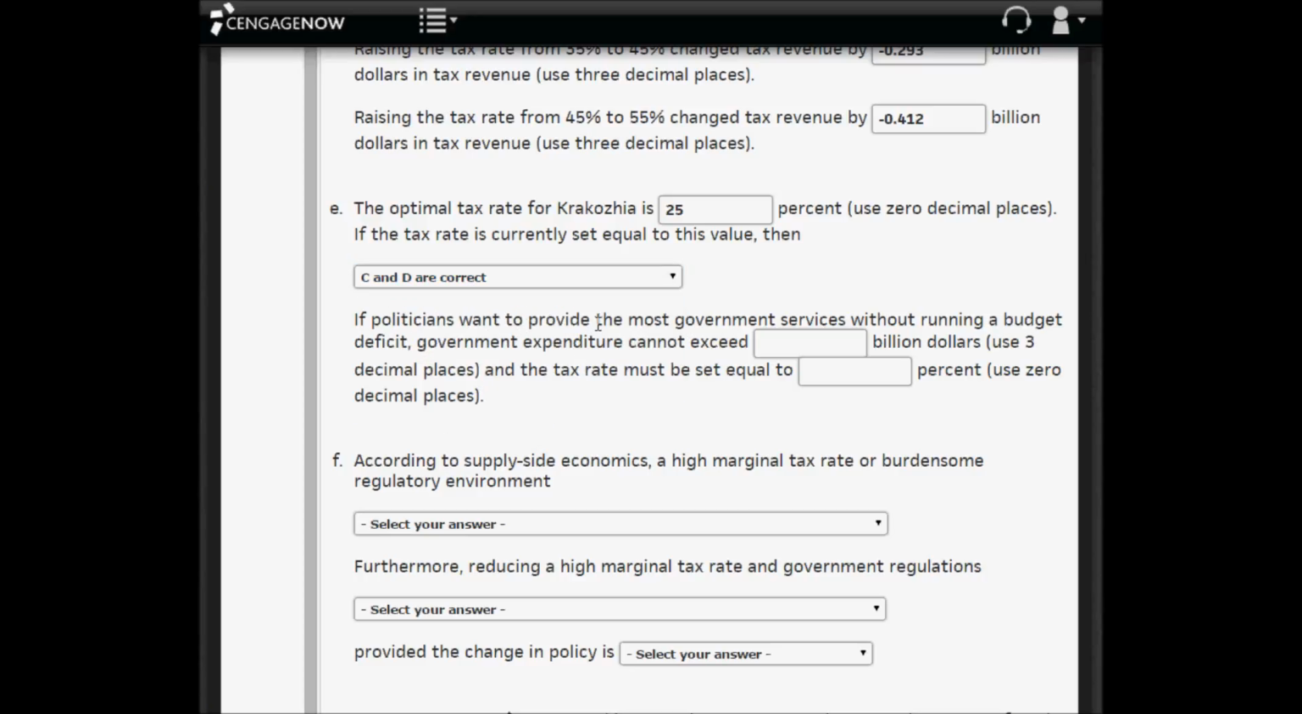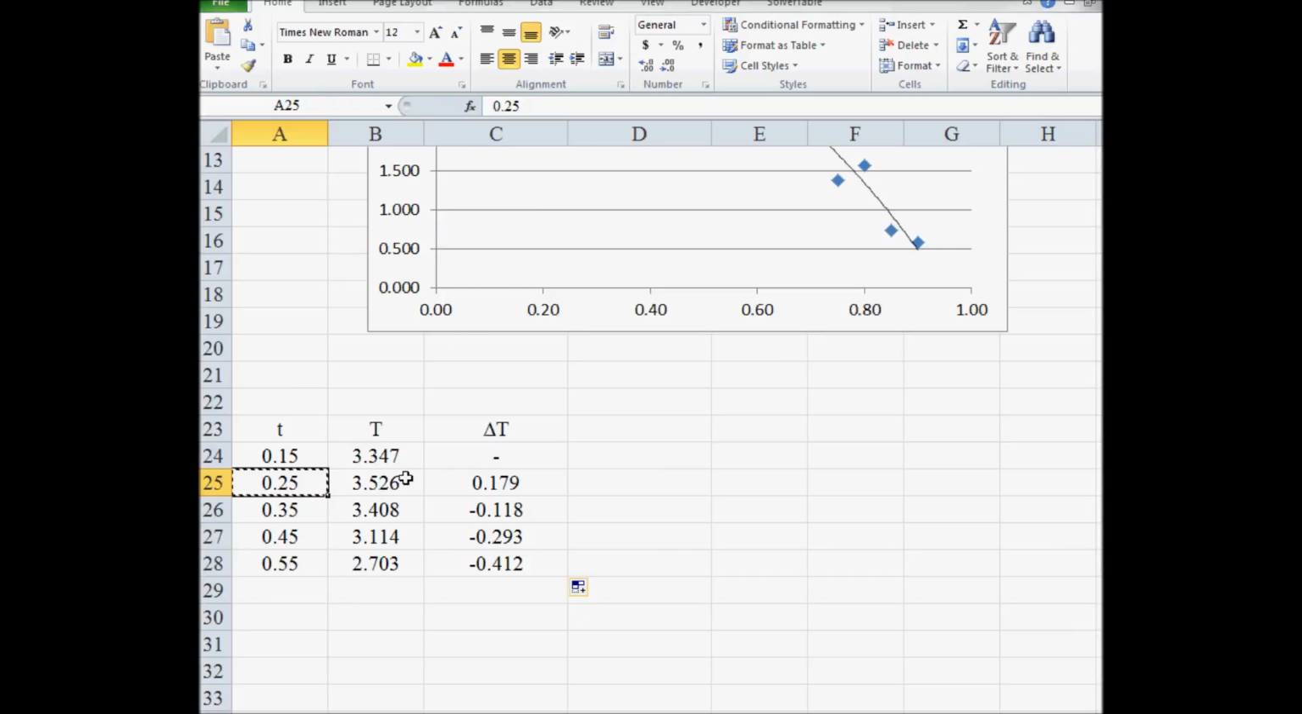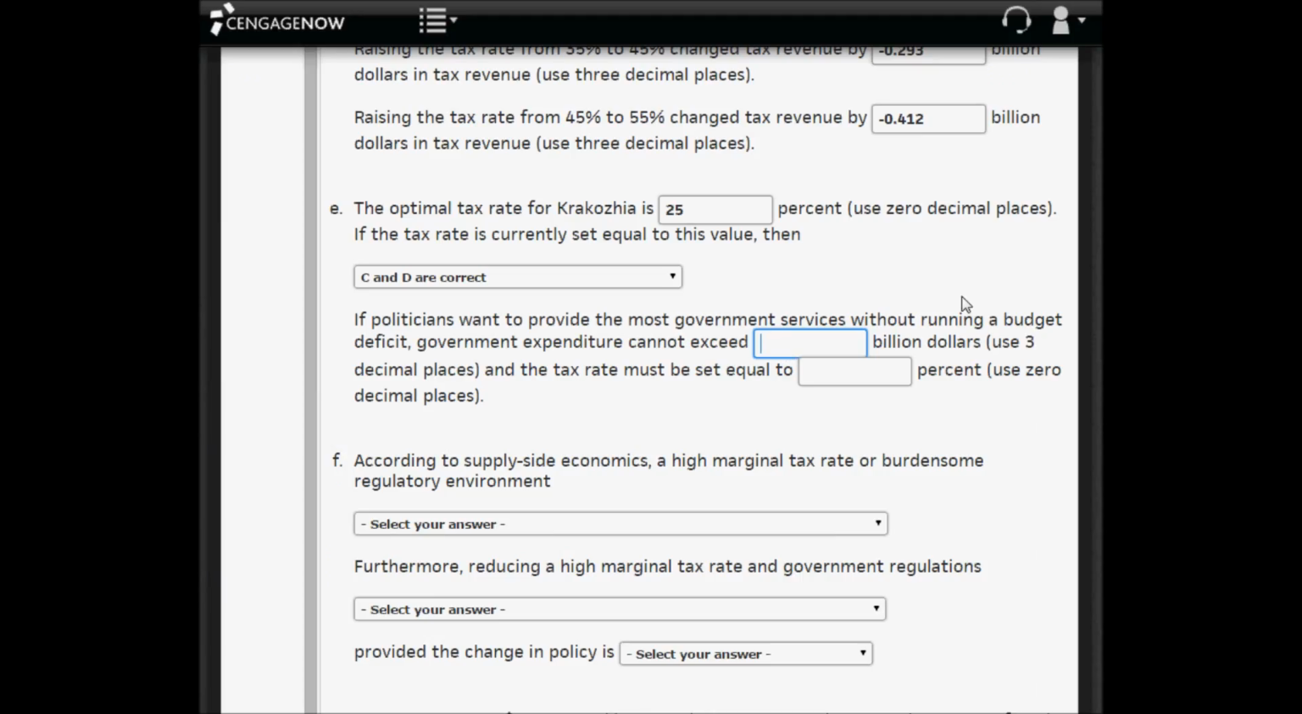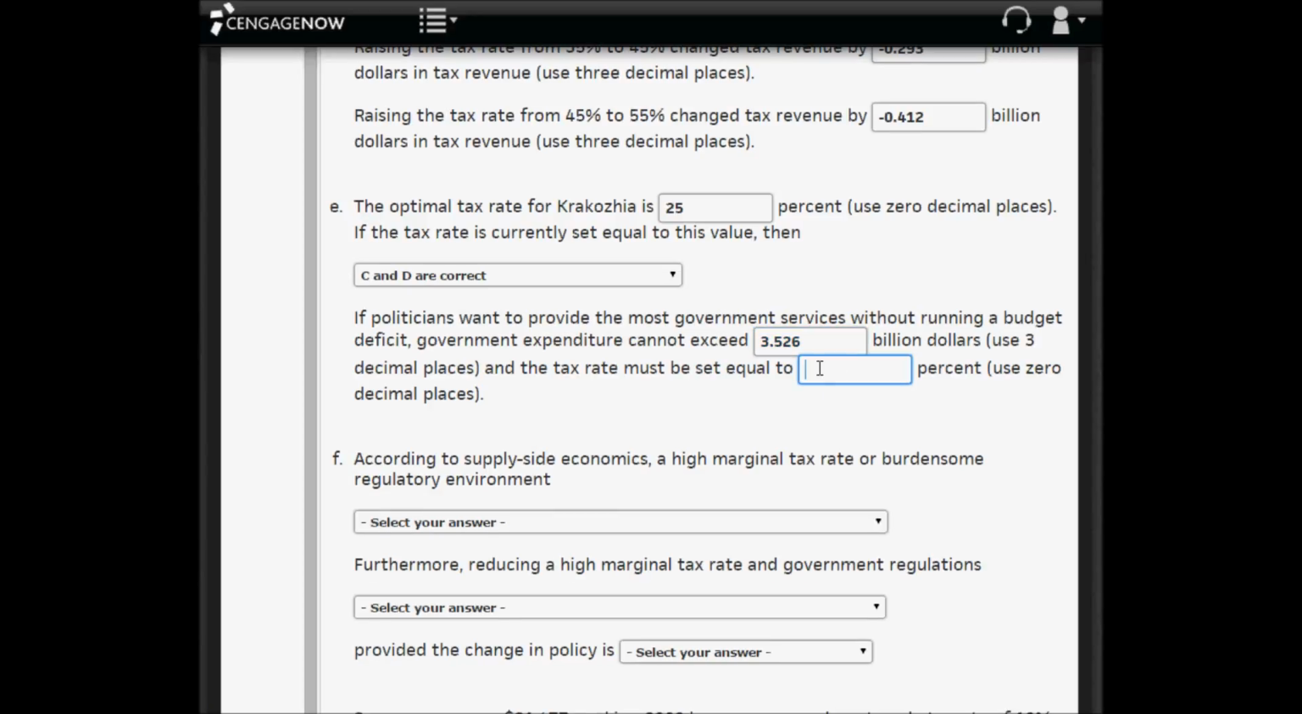If politicians want to provide the most government services without running a budget deficit, government expenditure cannot exceed the level of tax revenue at the optimal tax rate. So government expenditure cannot exceed the tax revenue at the optimal tax rate, and the tax rate must be set equal to 25%.